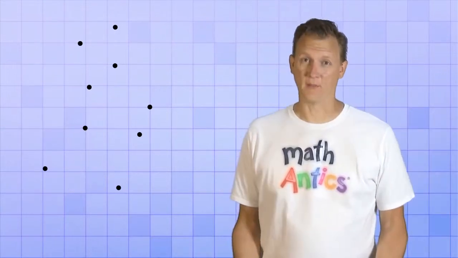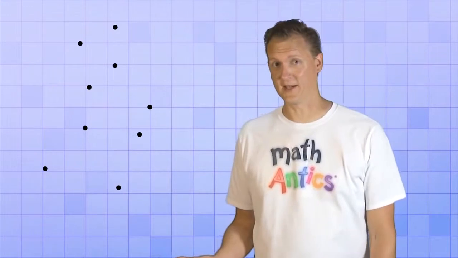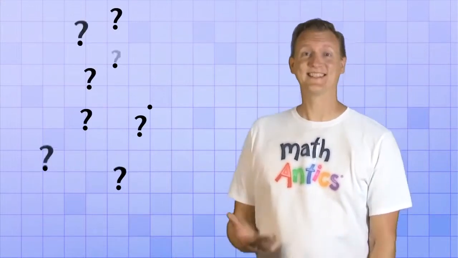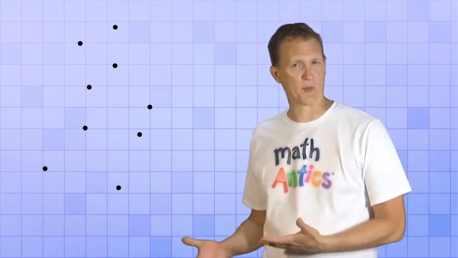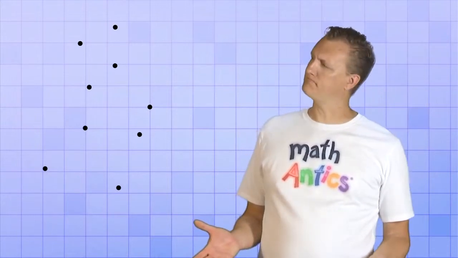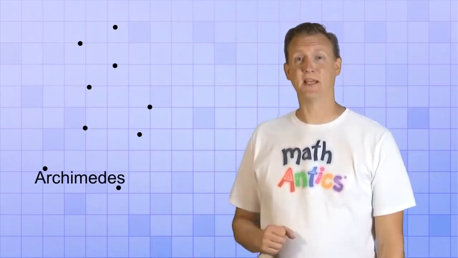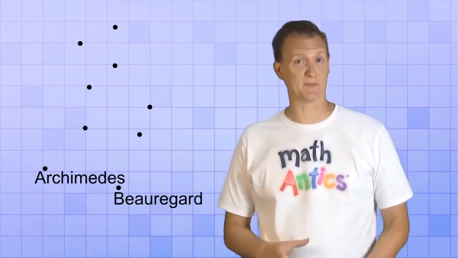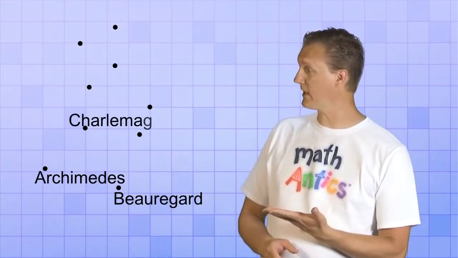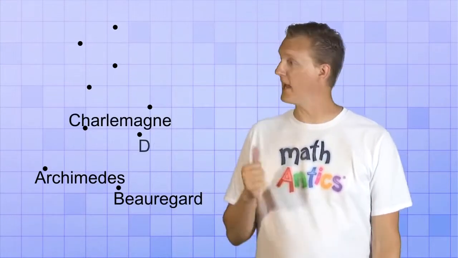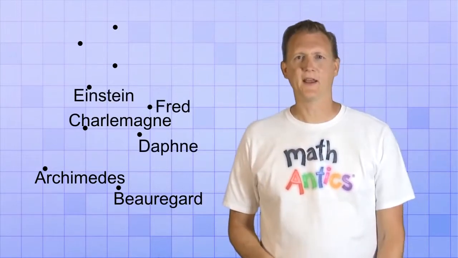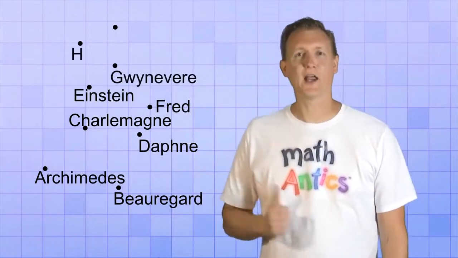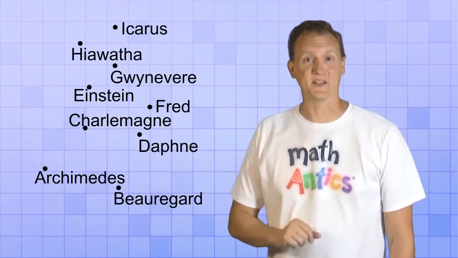But they won't really help that much unless we name them, because if I say, hey, look at that point over there, it's kind of hard to tell which one I'm talking about. I mean, they all look the same. So what name should we give these points? Well, let's see. How about Archimedes and Beauregard? That'd be good. Maybe Charlemagne? How about Daphne and Einstein? Let's see. Fred and Guinevere, Hiawatha, and Icarus.